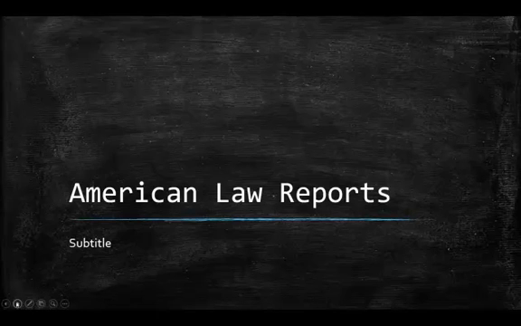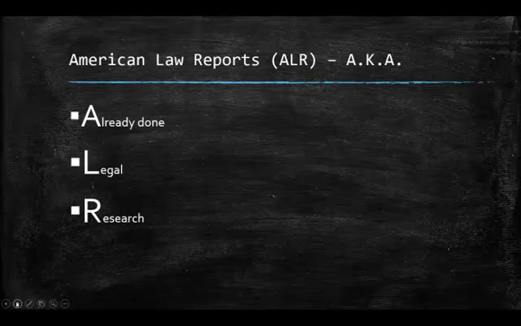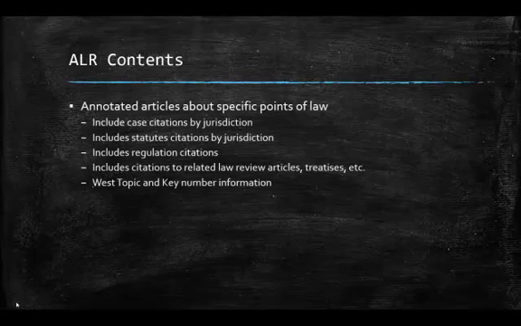American Law Reports are one of our favorite resources in the library. You'll also hear them referred to as ALR. We also like to refer to them as Already Done Legal Research, because an ALR simply contains an article with really in-depth citations to other research resources. So you'll basically be able to find a lot of great content on a particular point of law by using an ALR as your starting point.